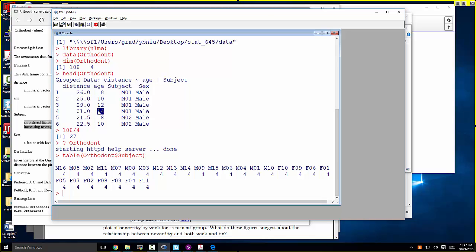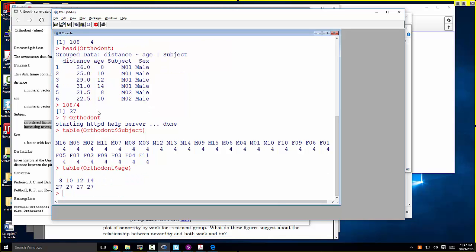Let's table age to see if it's the same for everyone. So I'll do table(age). Every person was measured at the same 4 ages, 8, 10, 12, 14.